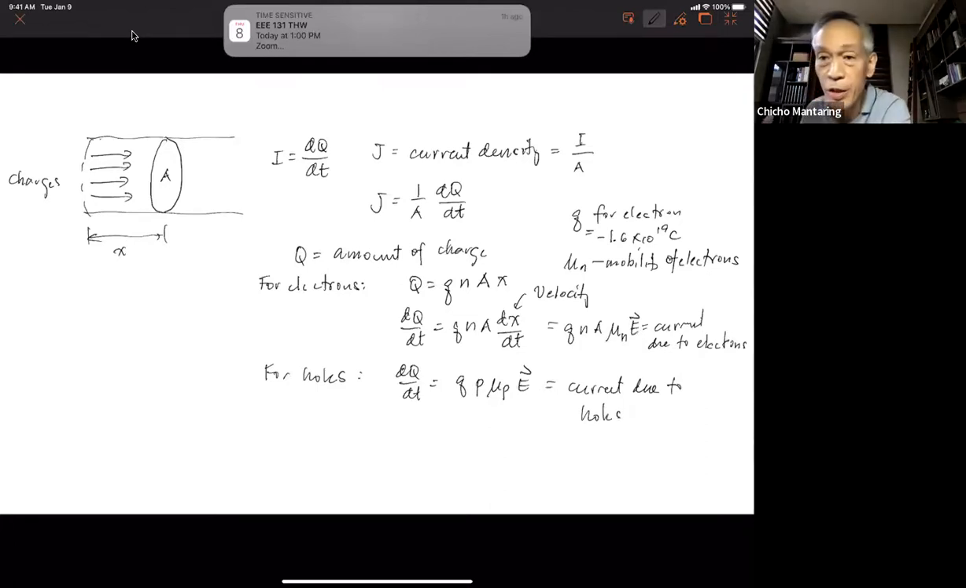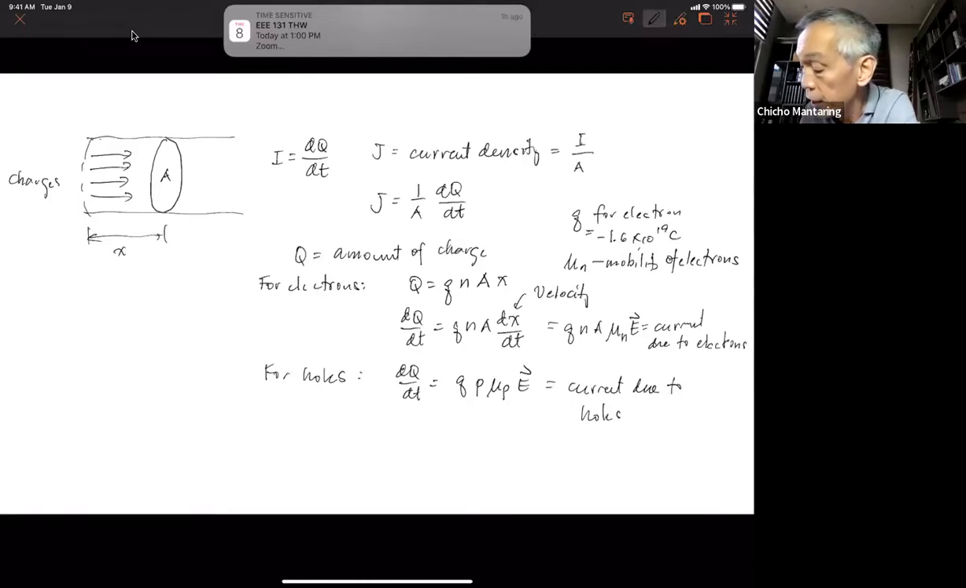Okay, your current flowing due to electrons will be opposite the current flowing due to holes. But the charge of an electron is negative, and therefore the negative of the opposite direction becomes positive. That's why the sign of your current due to electrons and the sign of your current due to holes will both be positive, because in your current due to electrons, your charge is negative, but the direction of flow is also negative. So negative becomes positive.